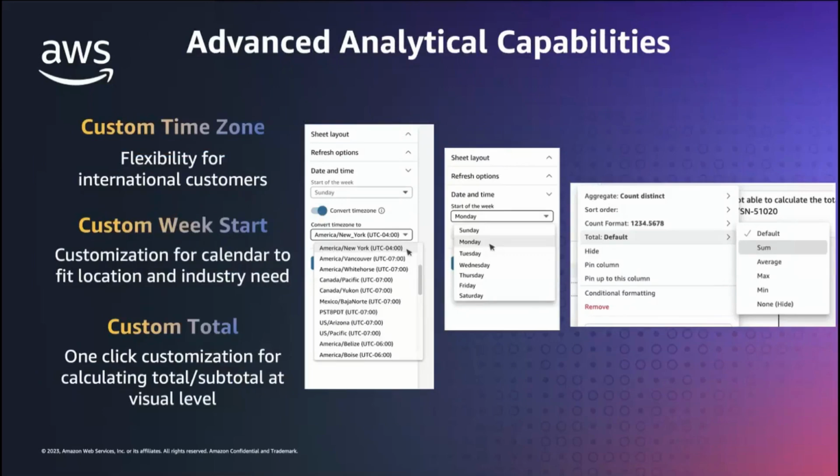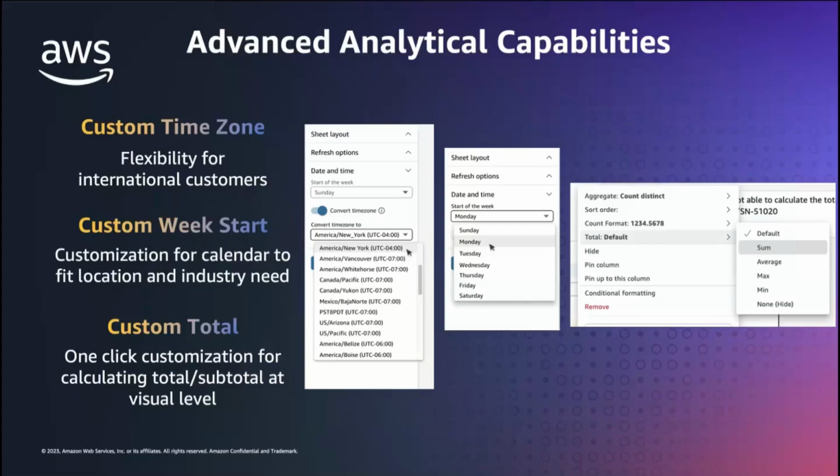Custom time zone will allow users with one click to select a time zone that they intend the whole analysis to be, and then QuickSight will convert all the elements in your analysis, including the display of your date time, the date time filter and the parameters, including all the calculation and aggregation, into the time zone that you select. And then when the author publishes the dashboard, all the readers will be able to see the whole dashboard in the new time zone that they intend. So this is a great feature to provide flexibility for customers across multiple countries and multiple time zones.